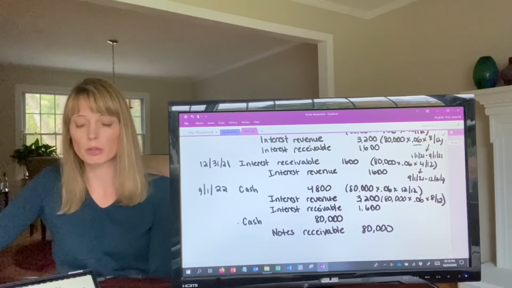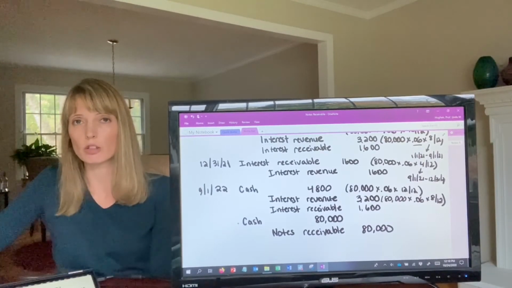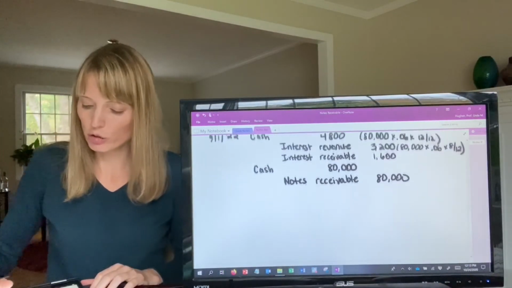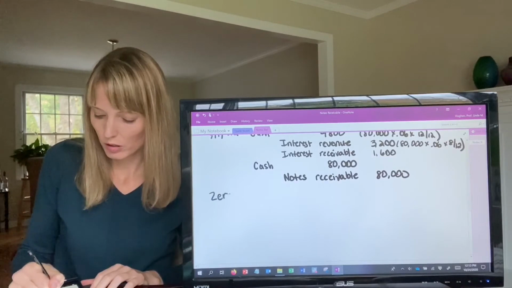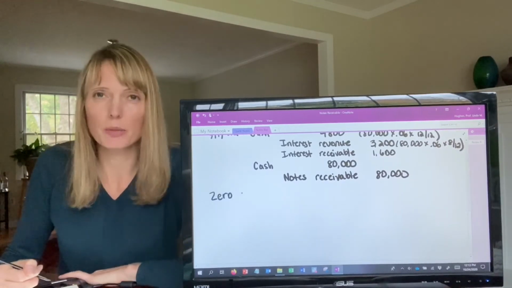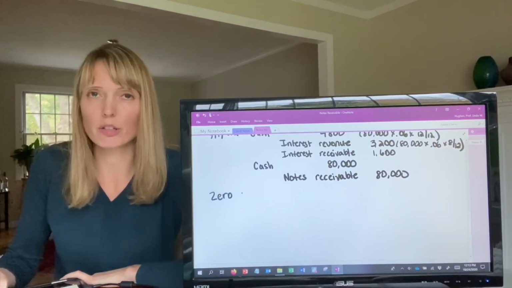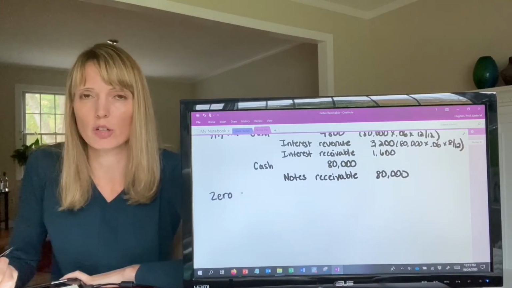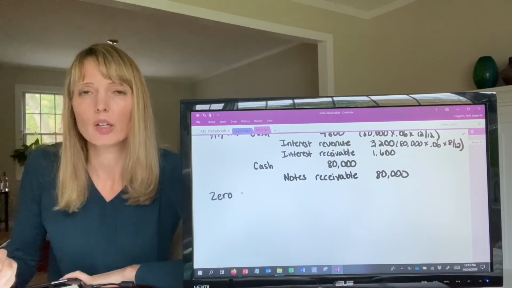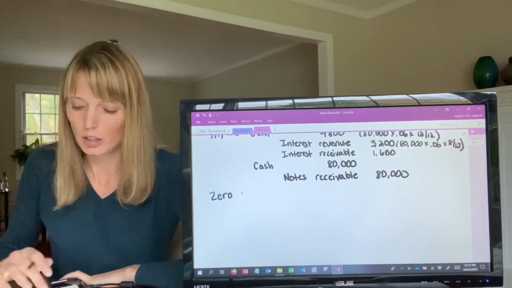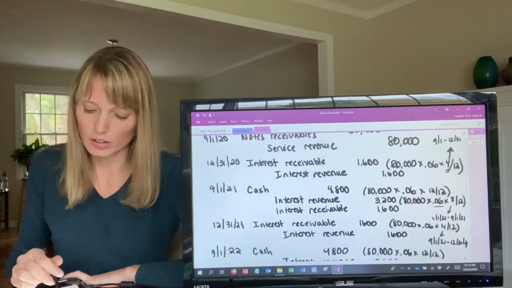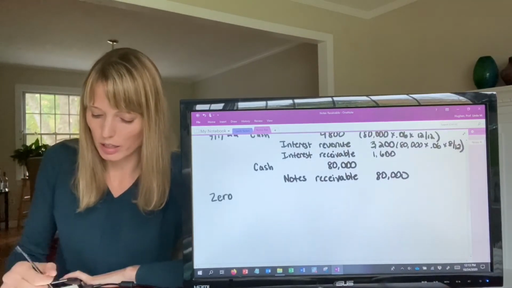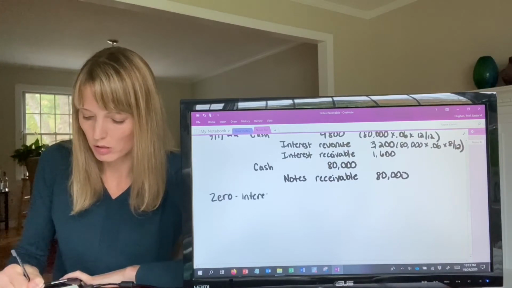In our next example, we're going to look at what's called a zero interest bearing note receivable. Our next topic is zero interest bearing notes. The name of this topic is a little misleading because zero interest bearing doesn't mean that there's no interest in the note. It just means that there's no cash interest paid periodically over the life of the note. Here in our last example, we could see that at the end of each year, cash related to interest was paid. Now let's look at zero interest bearing notes.